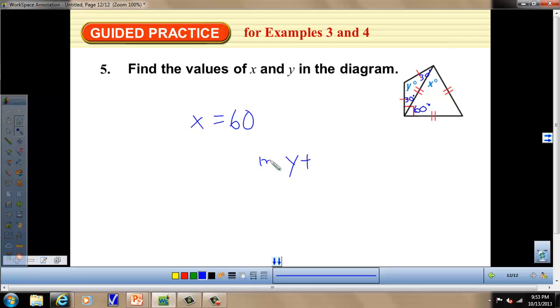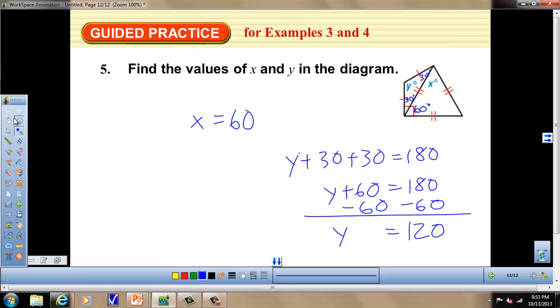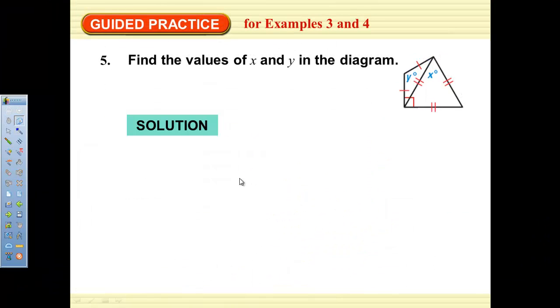So we have two 30-degree angles plus the y. Now let's do the measure. Y plus 30 plus 30 equals 180. So that's y plus 60 equals 180. And subtracting 60 from both sides, we know that y is equal to 120. And I believe that's it.